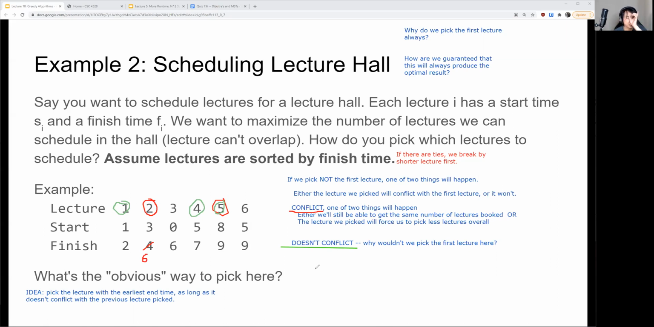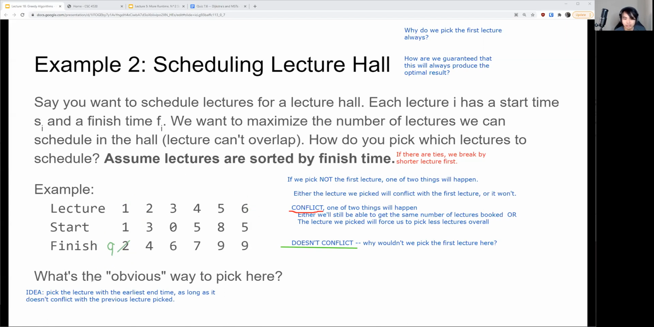Now, someone asked in chat, and I know it was asked several times, and I've been ignoring it up until now: what if lecture 1 took really long? Well, there's 2 cases for that. Either lecture 1 took really long, and if it was a long lecture that had a long end time, let's say this was 9, then it wouldn't be the first lecture. If this was 9, then this entire thing should be at the end because we're sorting the lectures by finish time.